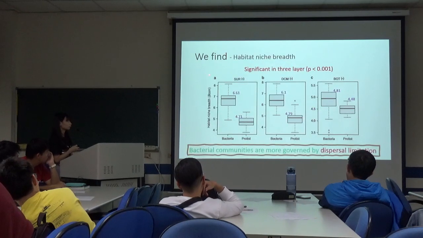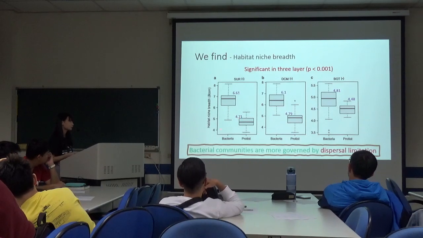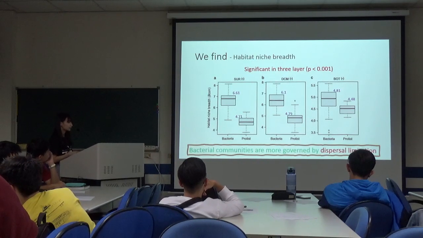And last, you see the habitat niche breadth. In these three figures, A is surface, B is DCM, and C is bottom. On the x-axis, these are the two communities, and for the y-axis, it's habitat niche breadth. In these three figures, you can see all of the bacterial communities are higher than protist communities. This means bacterial communities are more governed by dispersal limitation.